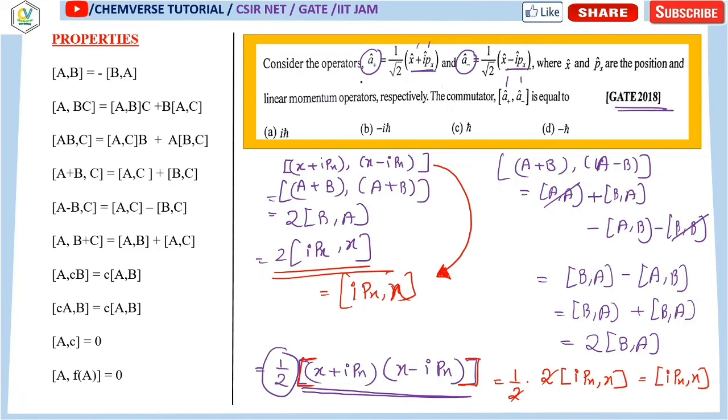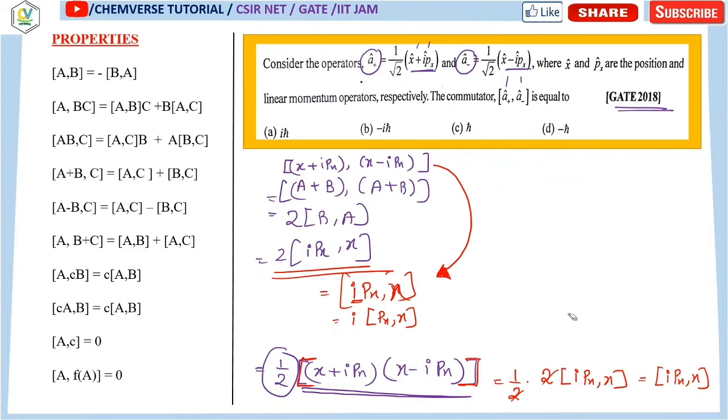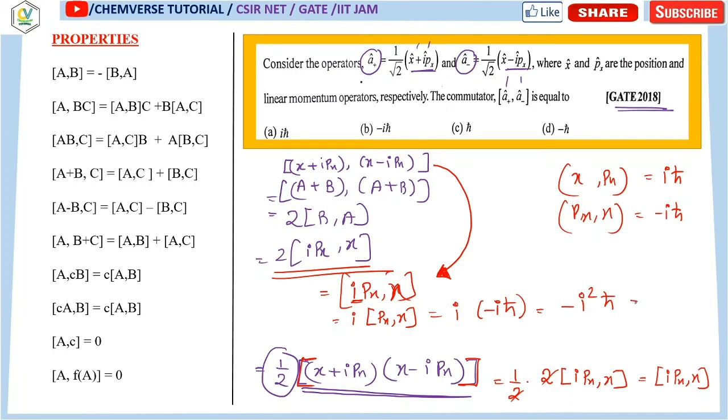Now in this case, what I can see is that i is a constant. Taking it outside the commutation, it will be p[x,x]. What is the value of [p,x]? If you remember, the value of [x,p] was iħ, so the value of [p,x] will be minus iħ. So it is basically minus i squared ħ. i squared has a value of minus 1, so it is minus of minus 1 ħ, which is basically ħ. So your answer is option number C, ħ.